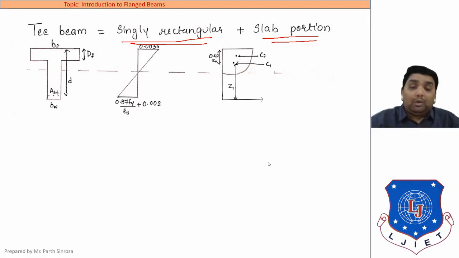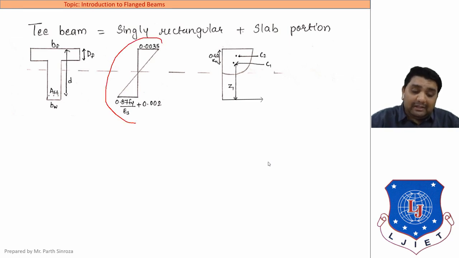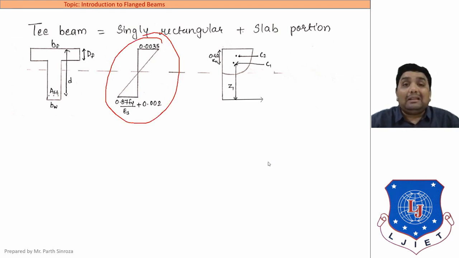Looking at the stress strain diagram, we can see that the strain diagram is the same. There is nothing changed from what we have seen in the singly reinforced beam. All the values are the same. So you need to remember this very easily. Now moving forward to the stress diagram.